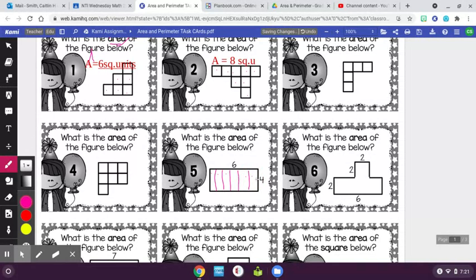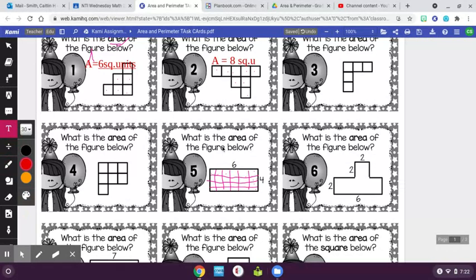Okay, it says this one's divided into 4. So there it's divided into 2. So 1, 2, 3, 4. Now all I have to do is count. 1, 2, 3, 4, 5, 6, 7, 8, 9, 10, 11, 12, 13, 14, 15, 16, 17, 18, 19, 20, 21, 22, 23, 24.